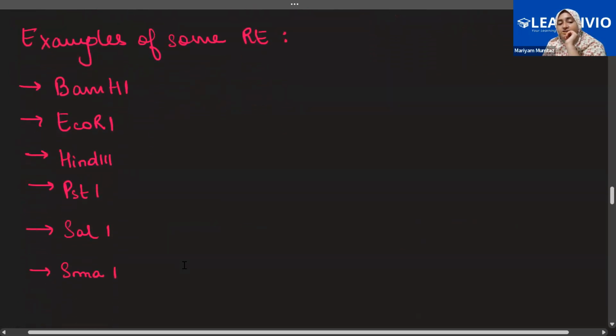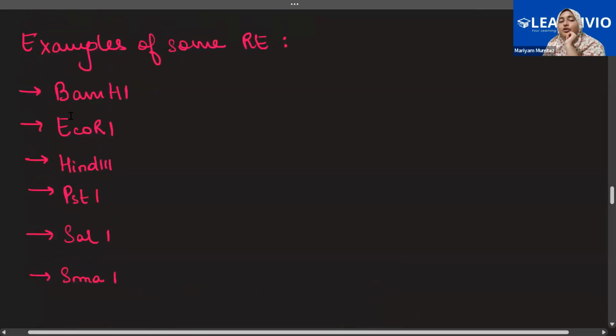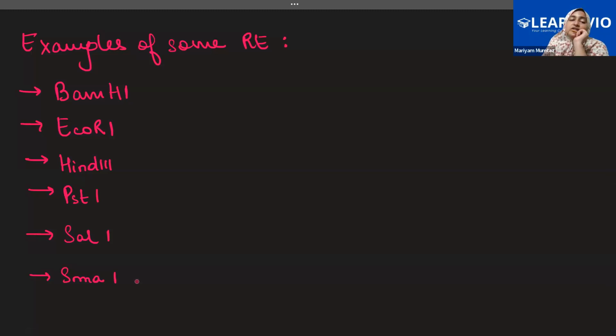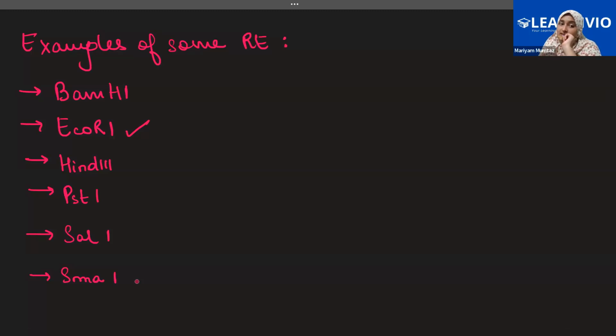Now examples of restriction enzymes: BamHI, EcoRI, HindIII, PstI, SalI, SmaI. So these are the different names of restriction enzymes, out of which EcoRI is extremely important. So we are going to discuss this EcoRI in detail. But do you people have any doubts or any confusion up until now?